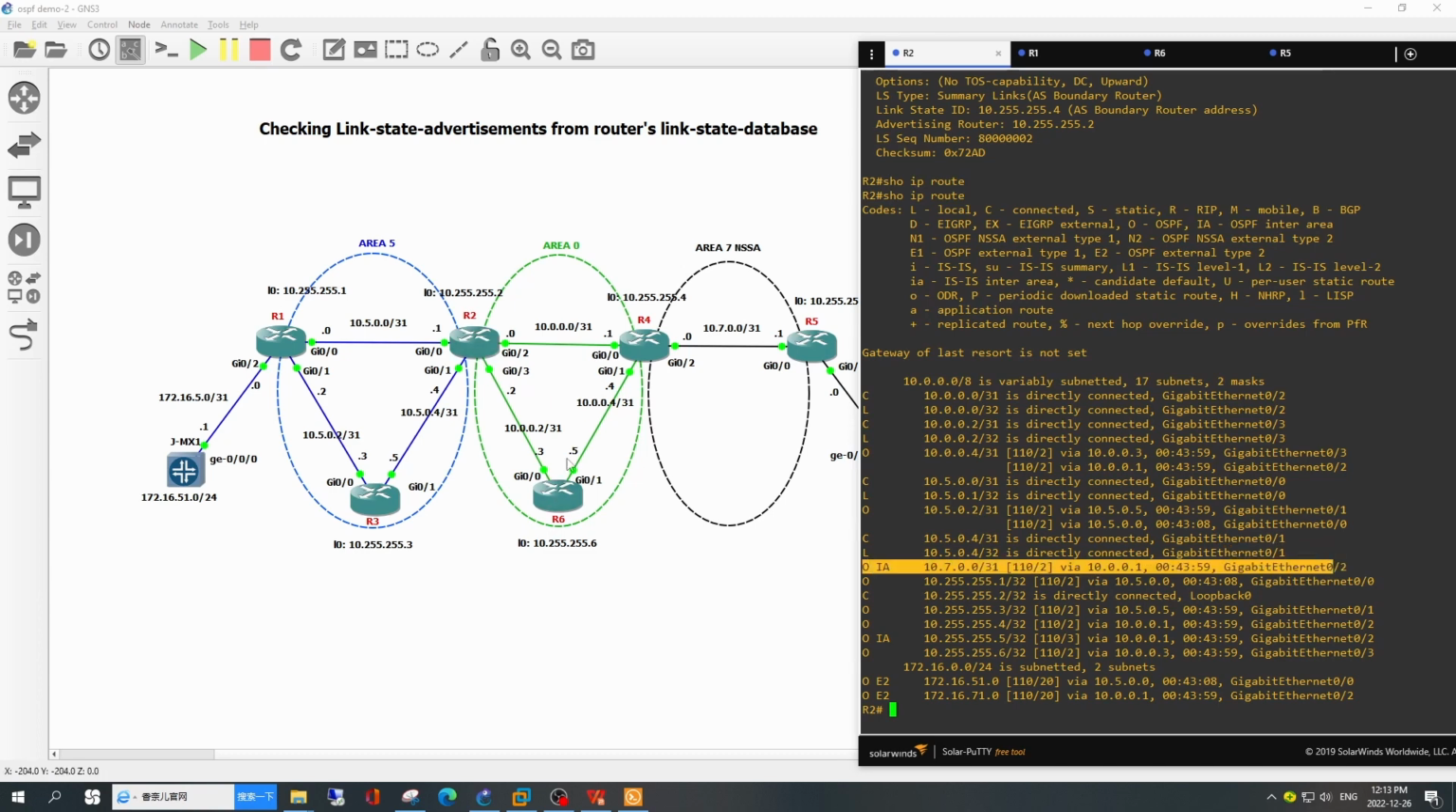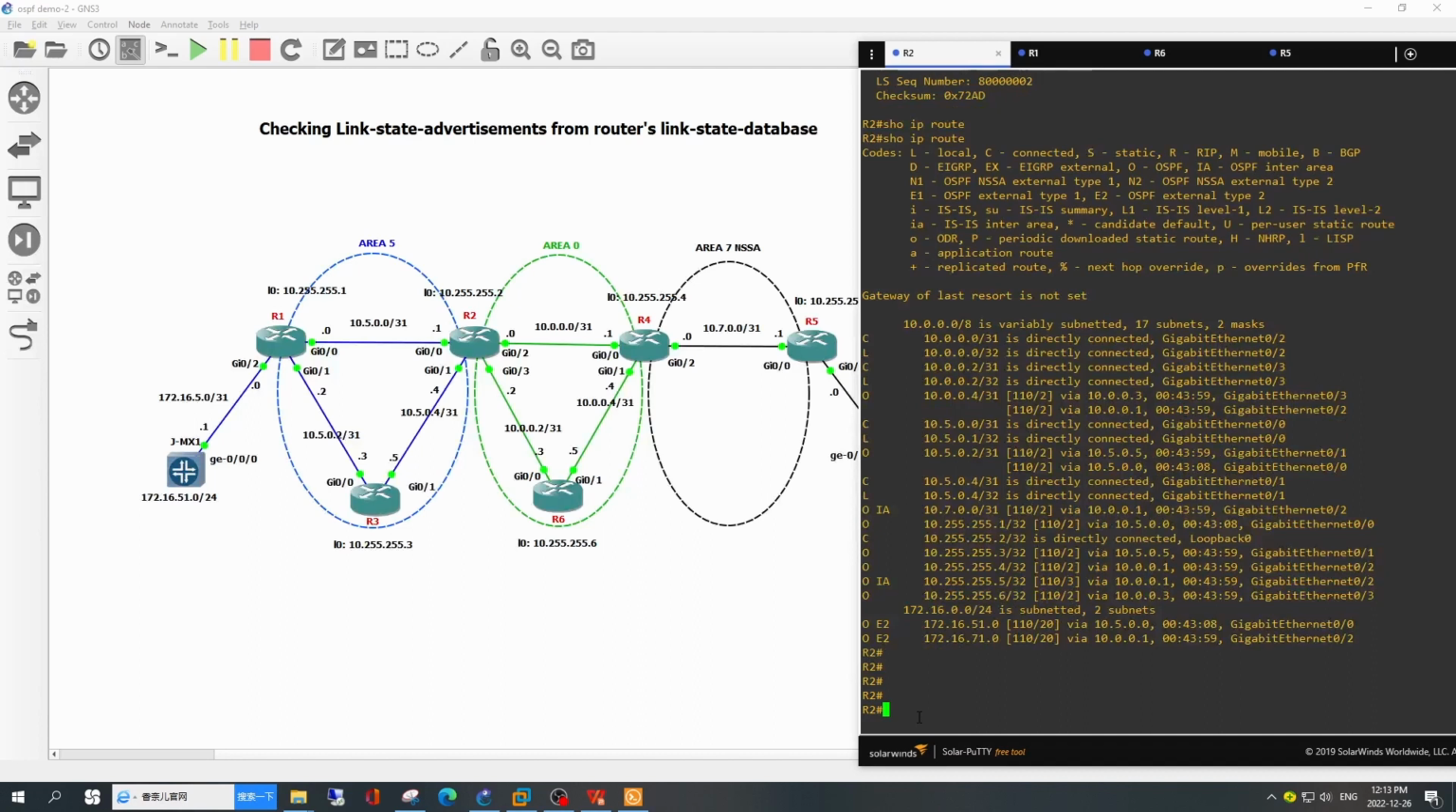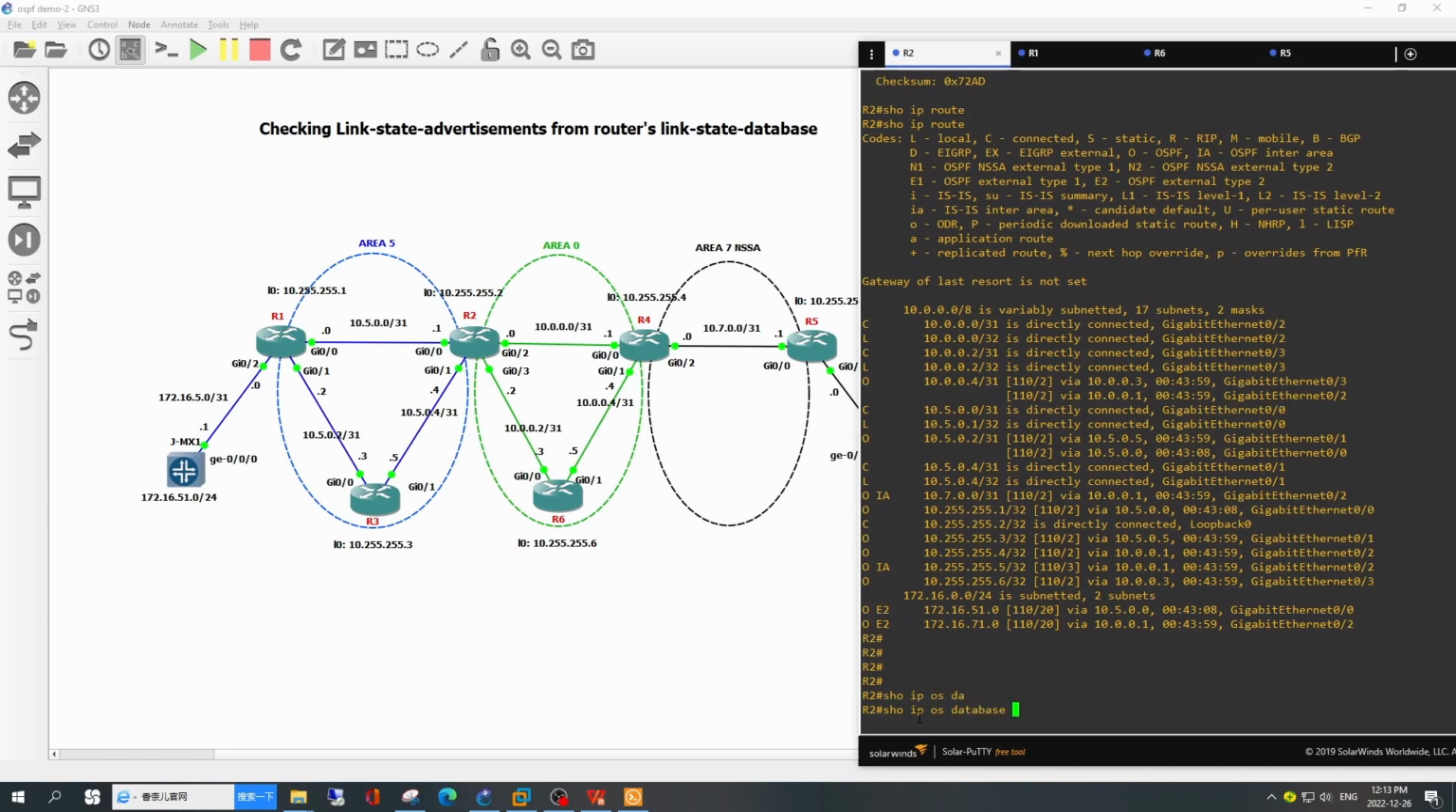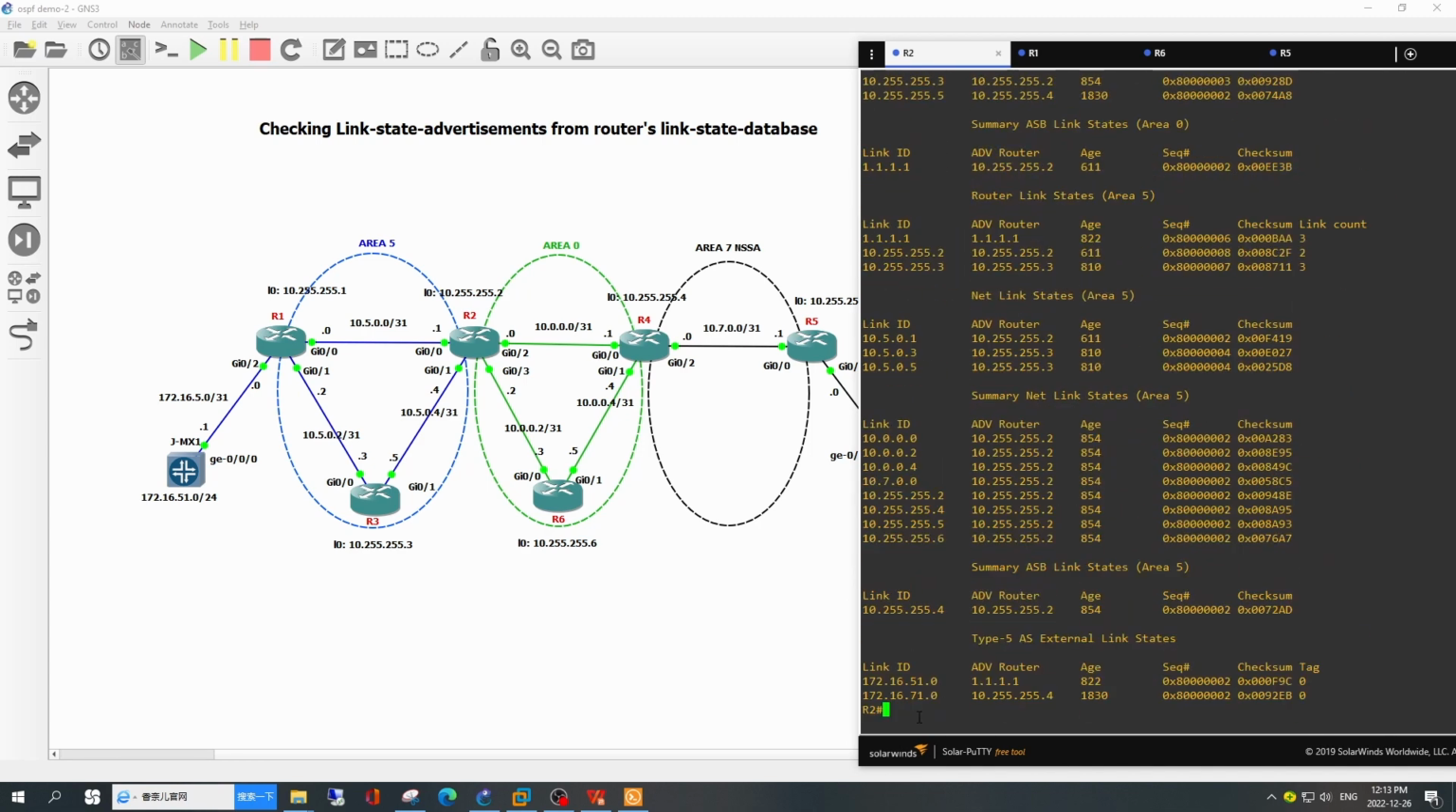However, you have a redundant link. You don't know whether the second path is good or not. You have many ways to check whether the second path is good or bad. But one thing, just from the routing database perspective, you show IP OSPF database, and from the database you can also figure out whether those two paths exist or not.